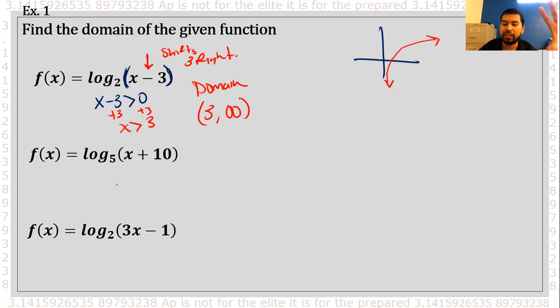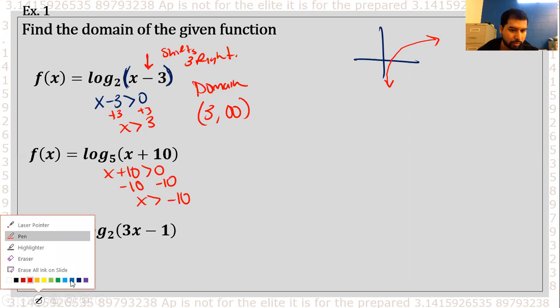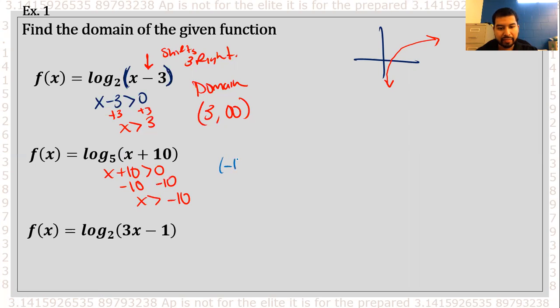Okay, go ahead and pause the video and give these a try. Log of 5x plus 10. So x plus 10 must be greater than 0. Therefore, I subtract 10, x is greater than negative 10. And just by thinking about that transformation, you have 10 units that were shifted to the left. So our domain should be negative 10 to infinity. Okay, let's go ahead and try the next one.